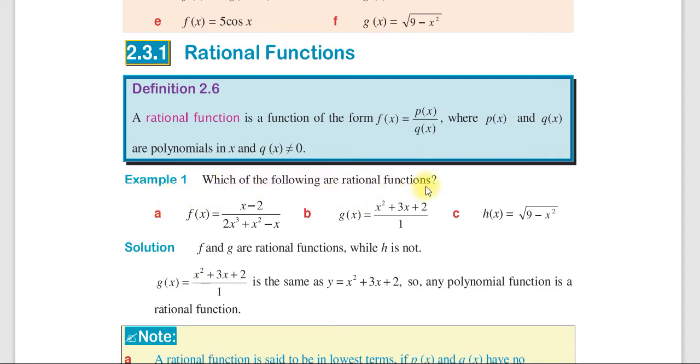Let us see an example. Which one of the following are rational functions? f of x which is equal to x minus 2 over 2x cube plus x square minus x, g of x which is equal to x square plus 3x plus 2 over 1, h of x which is equal to root of 9 minus x square. So which one is a rational function? Which one satisfies the form above? f and g are rational functions while h is not.